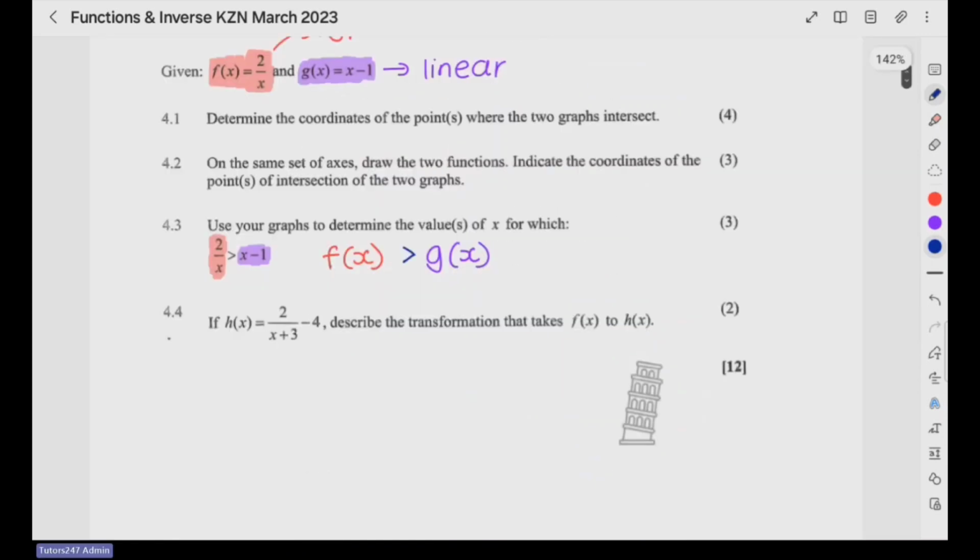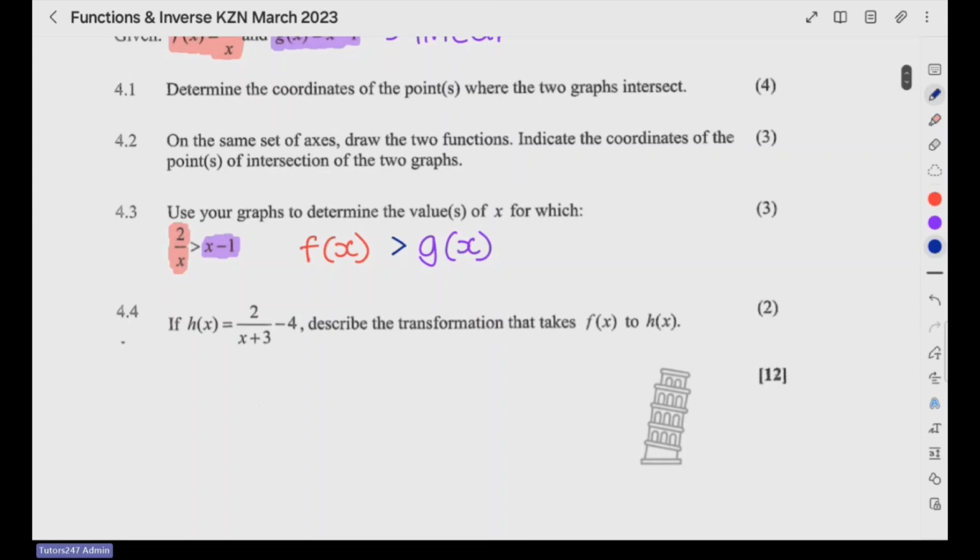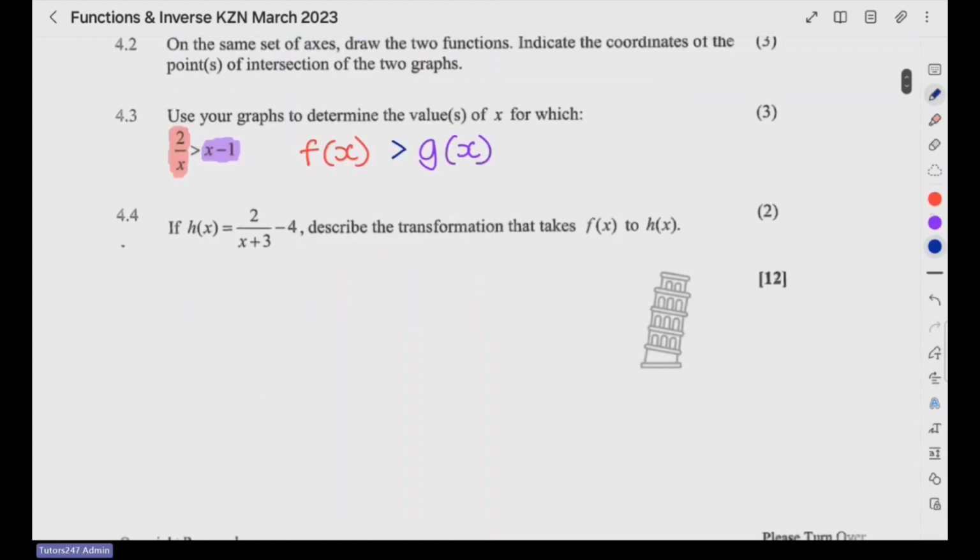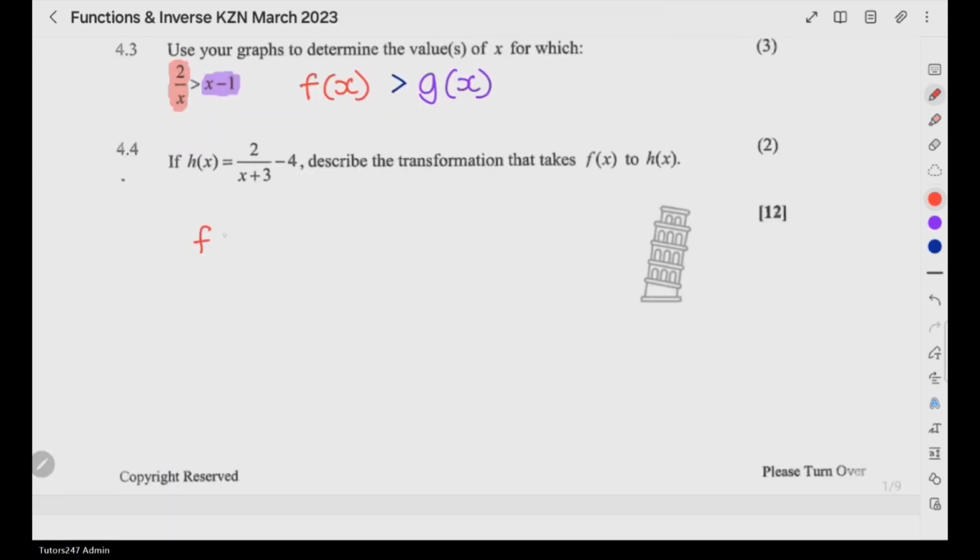So next we have question 4.4. If h of x is equal to 2 over x plus 3 minus 4, describe the transformation that takes f to h. So let's go and write this down quickly. So we know that f of x is equal to 2 over x. And we have this function h. So how did we go from f to h?